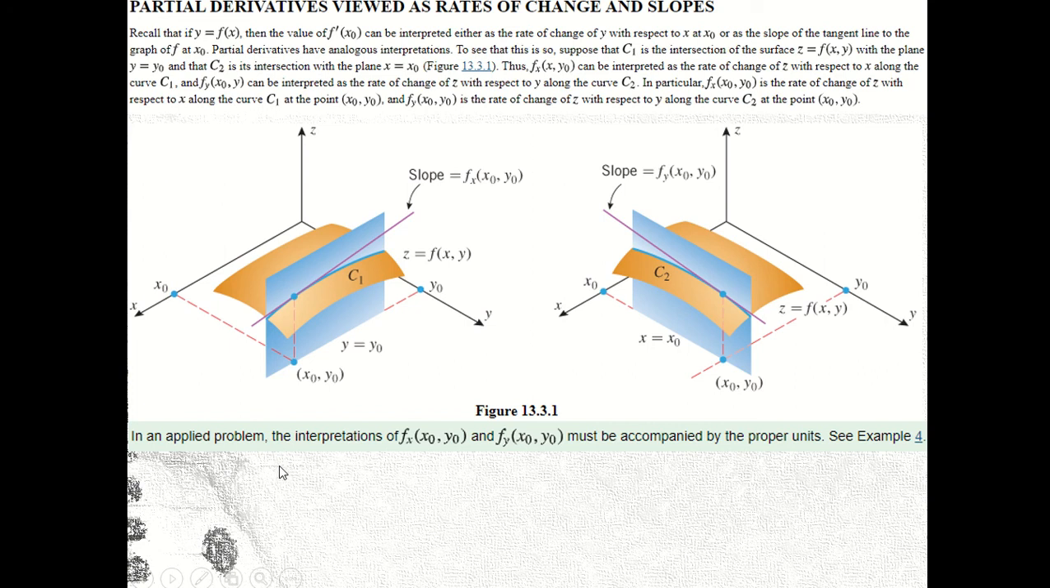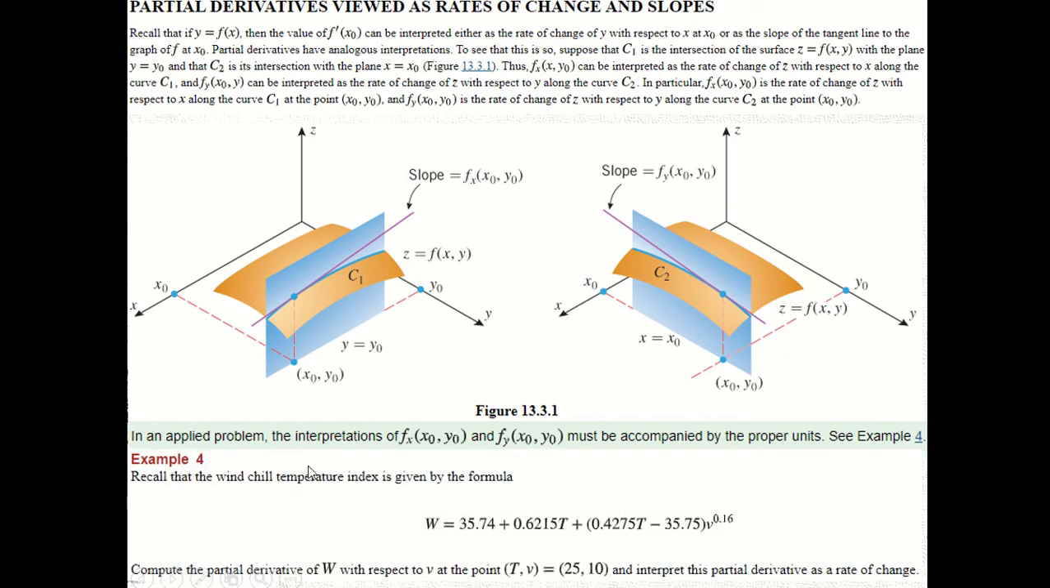So in applied problems, the interpretation of the partial derivative of the function with respect to x at this particular point with coordinates x sub 0 and y sub 0, and also the partial derivative with respect to y at this specific point, must be accompanied by the proper units. We can see this in example number 4. So recall that the wind chill temperature index is given by this formula.